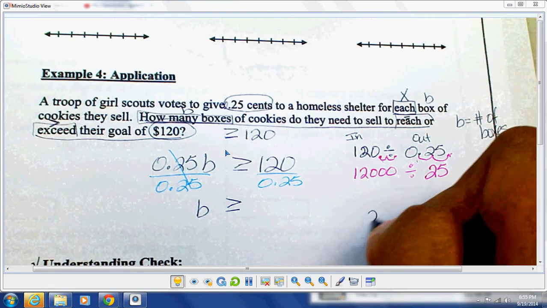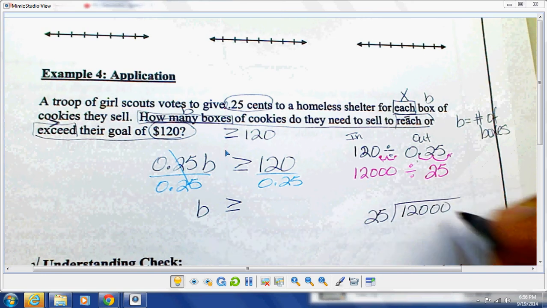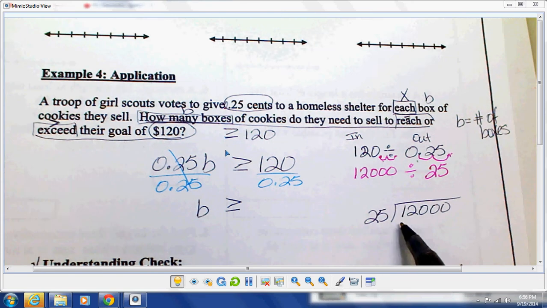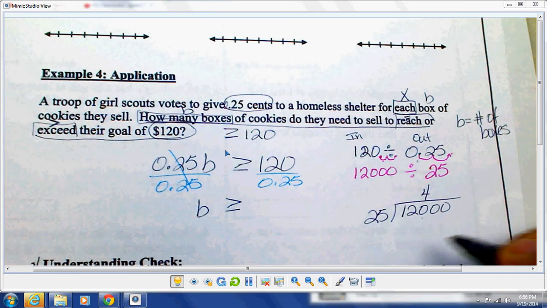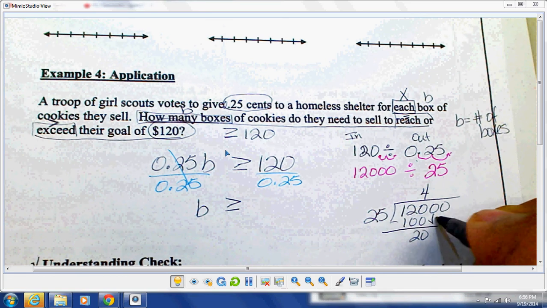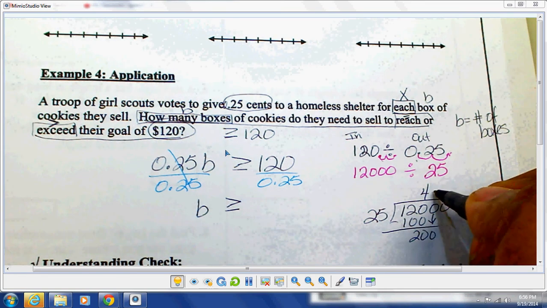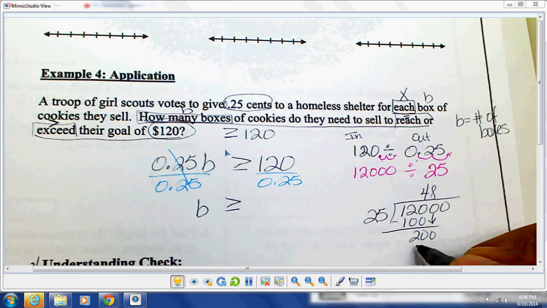So now when I divide 25 into 12,000, I know that 25 goes into 120 first, and it's going to go 4 times. 4 times 25 is 100. Subtract, we get 20. Bring down another 0. 25 goes into 200 8 times, and it goes evenly.